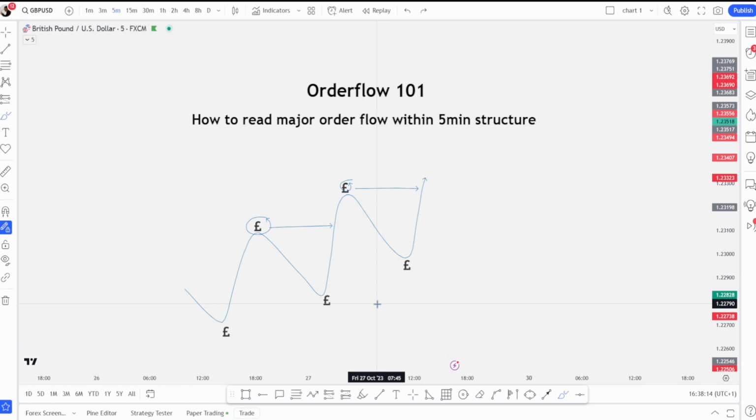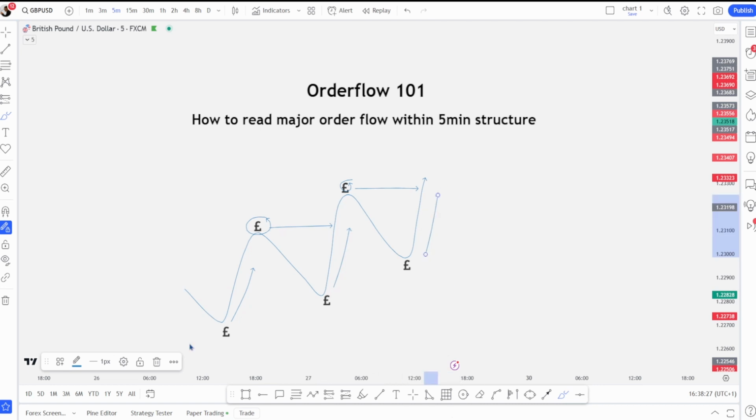So for example, the structure is a visual representation of these investments. Okay, so very, very simple. We are simply tracking the major players and their directional movements within the market, where their orders are flowing from and to.